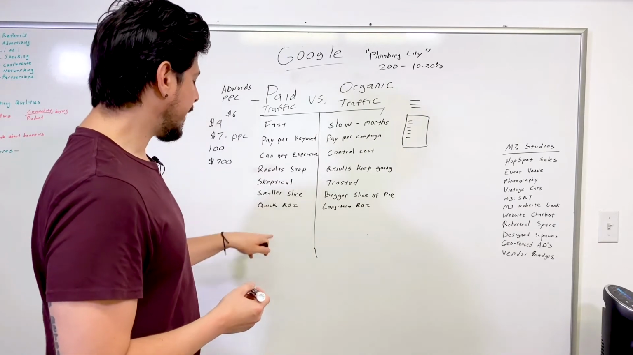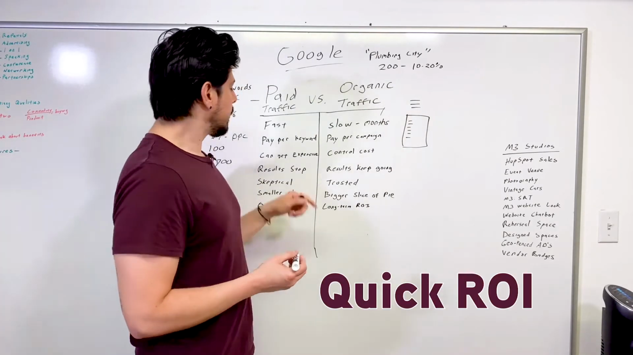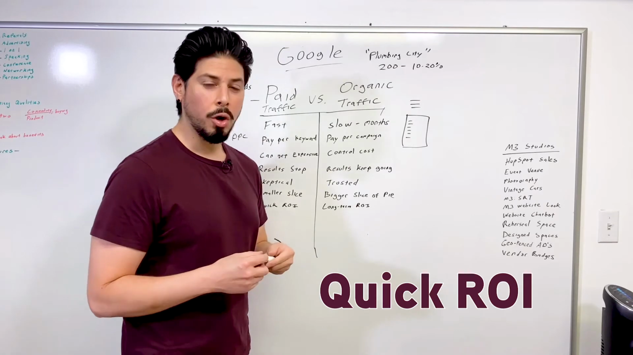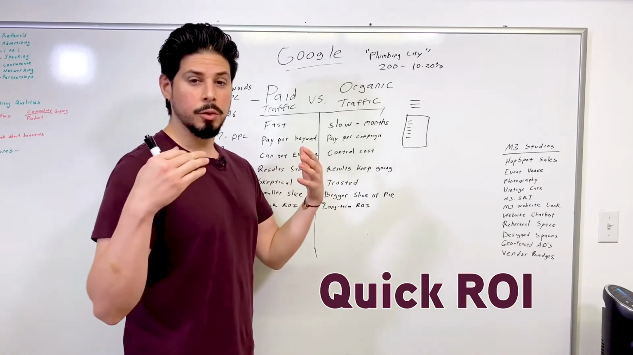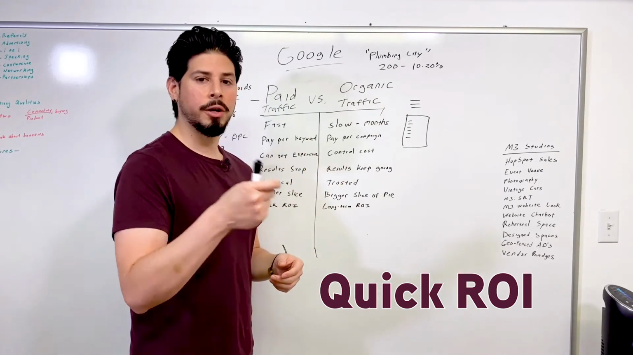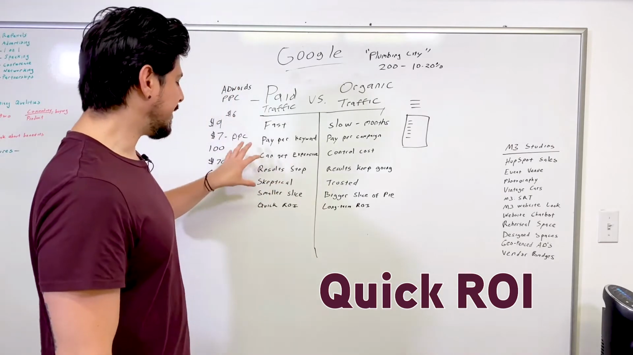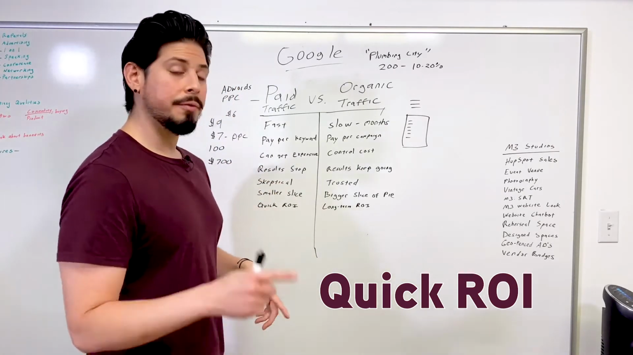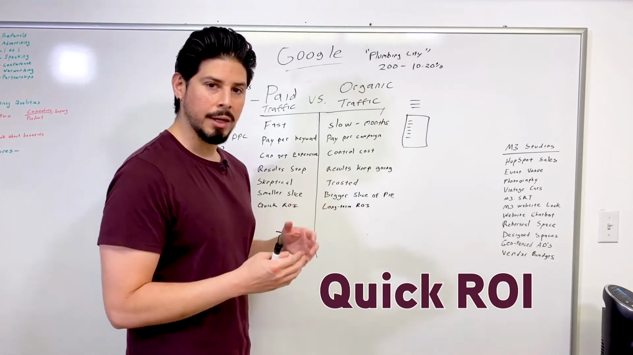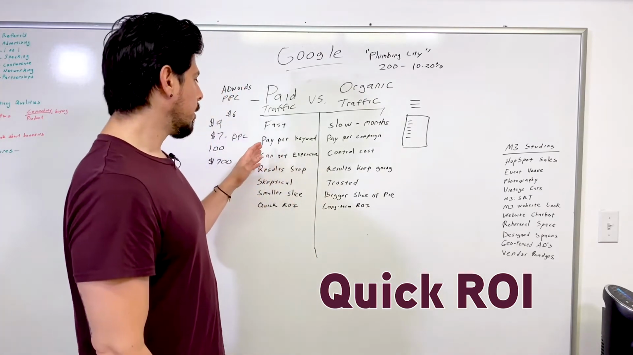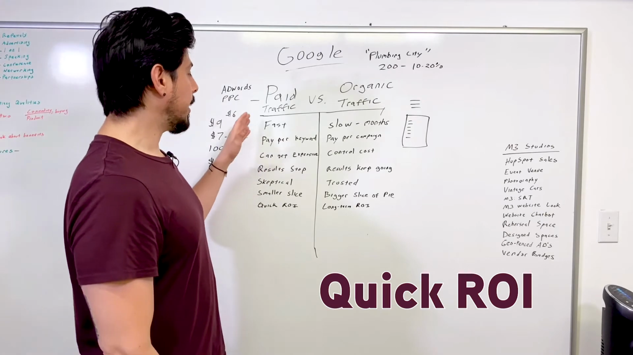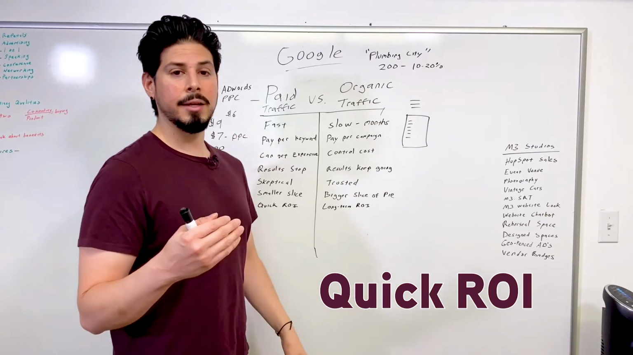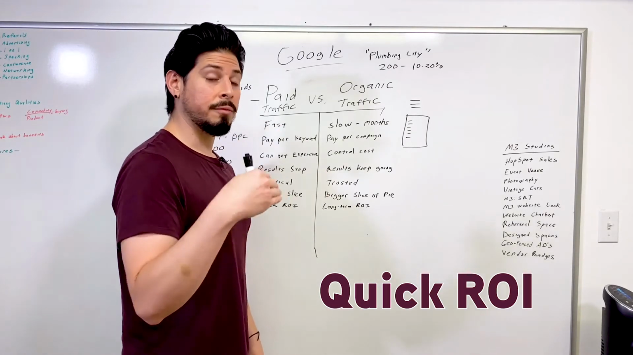Another attribute, it gets quick ROI. Goes back to fast. As soon as you start advertising, as soon as you start bidding on a keyword, you can actually start receiving visitors, traffic, and people buying your product and service. If your website is optimized correctly, and that comes into mind, having an optimized website where you've actually optimized it for conversions, right?